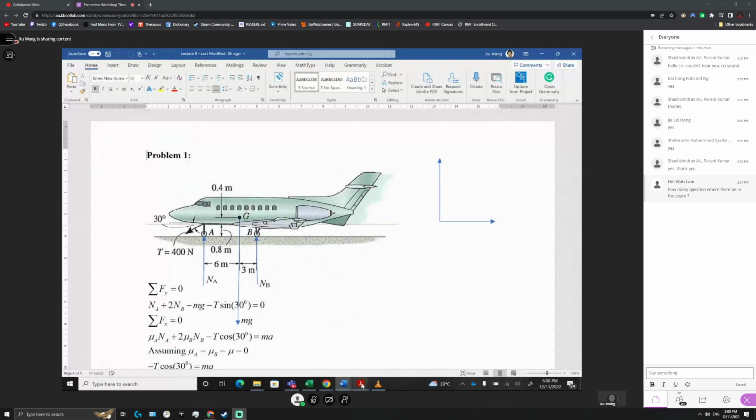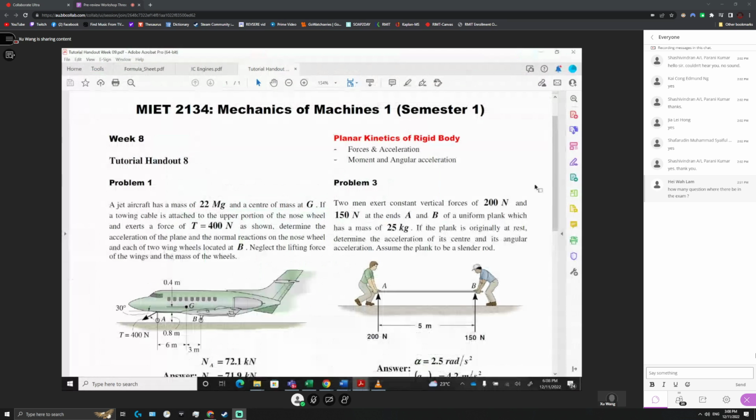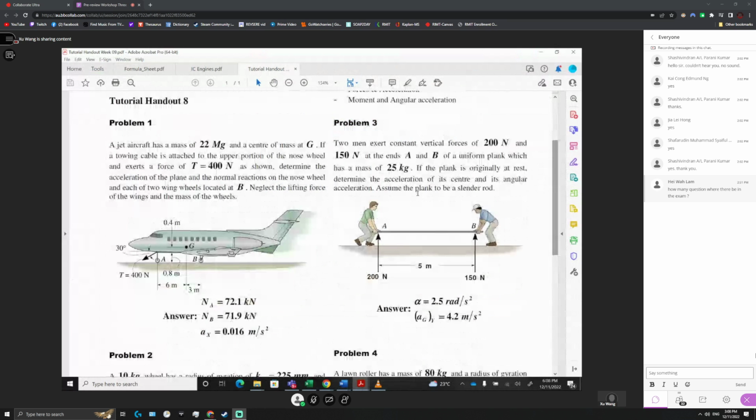Okay. So the question is, you have a jet aircraft with a mass of 22,000 kilograms, or 22 megagrams. The center of gravity G is here. The towing cable is attached to the upper position of the nose wheel, and this towing cable has a tension force of 400 Newton at 30 degrees.